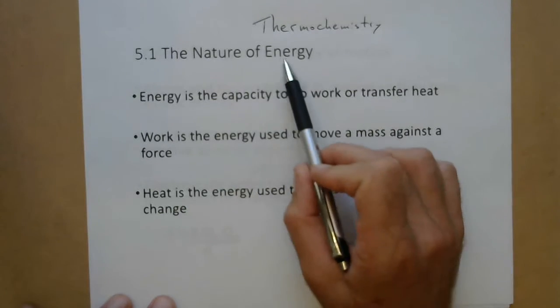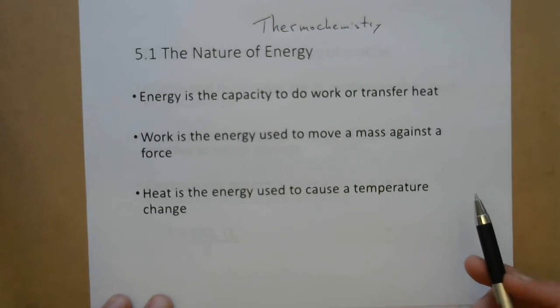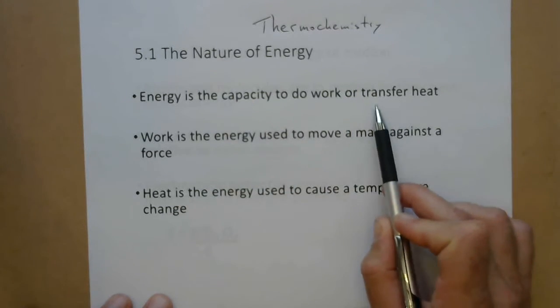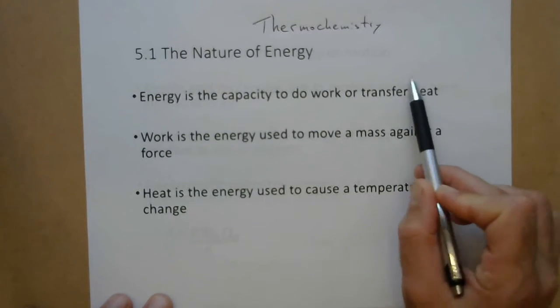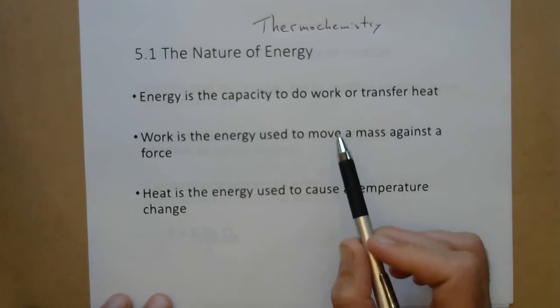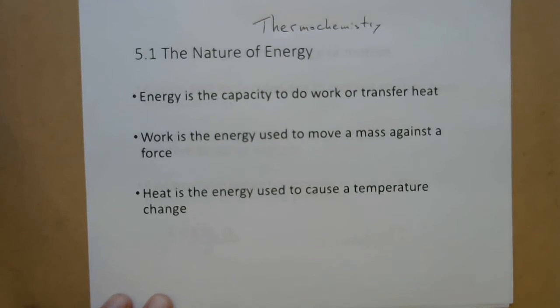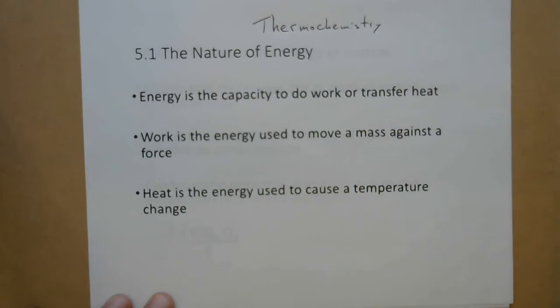At the beginning of this chapter, we talked about energy in general. Energy comes in a couple different forms. What energy is, is the capacity to do work or transfer heat. We're going to be talking mainly about transfer of heat. Energy can be used to do work, and you'll talk about that a lot more in physics next year, but for our purposes, most of what we deal with is going to involve heat.